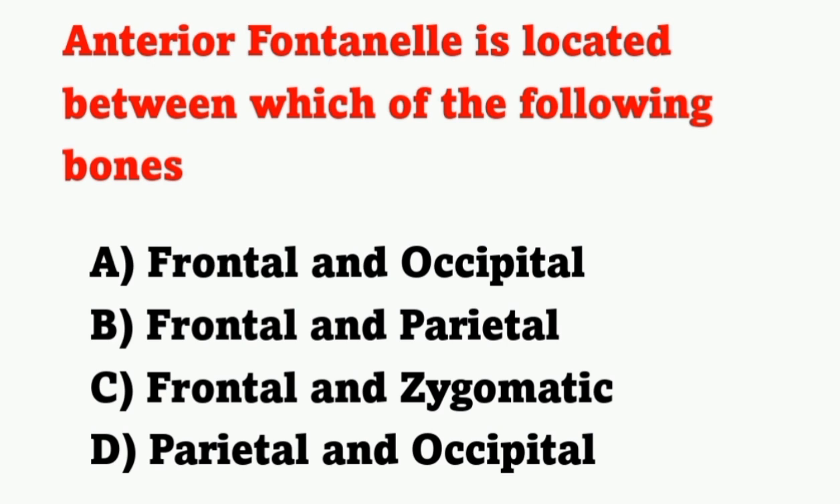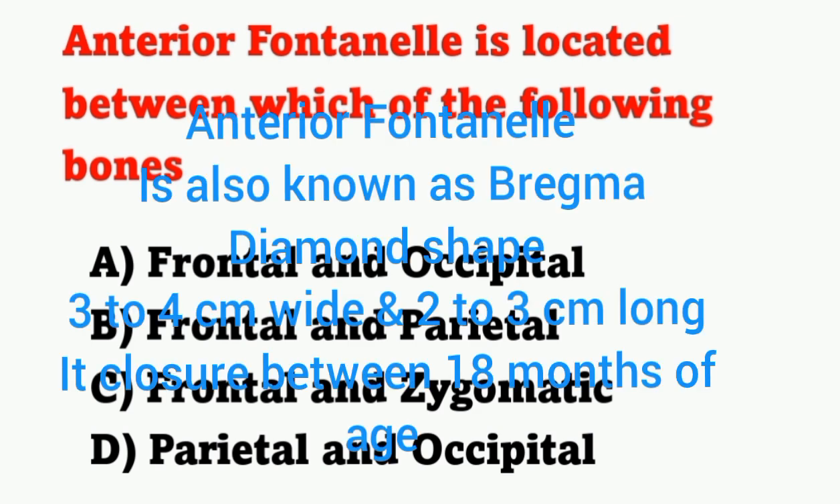First question, anterior fontanelle is located between which of the following bones? Options: Option A, frontal and occipital. Option B, frontal and parietal. Option C, frontal and zygomatic. Option D, parietal and occipital. Question: a location of anterior fontanelle. Between which bones is the anterior fontanelle located?